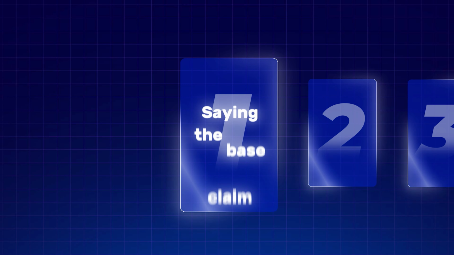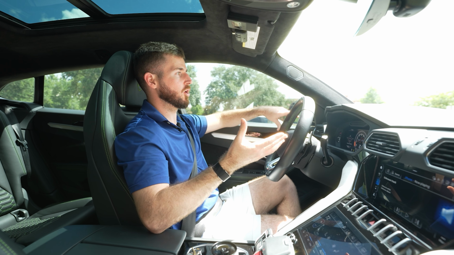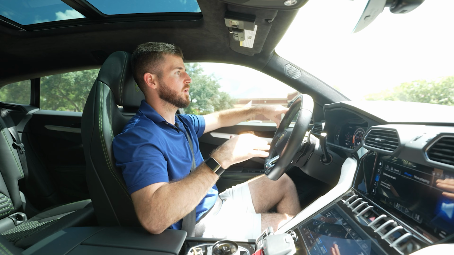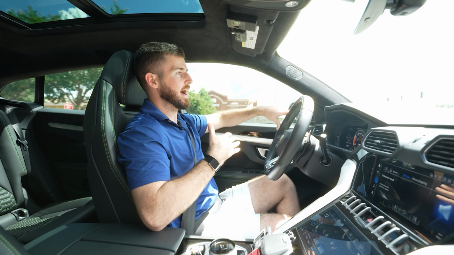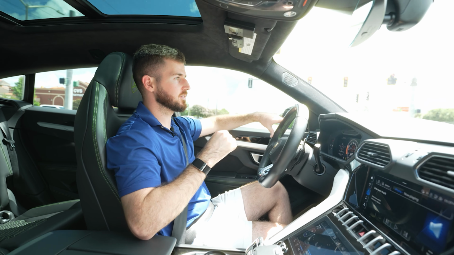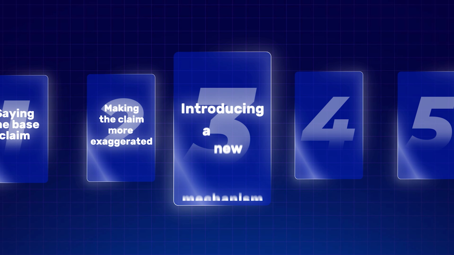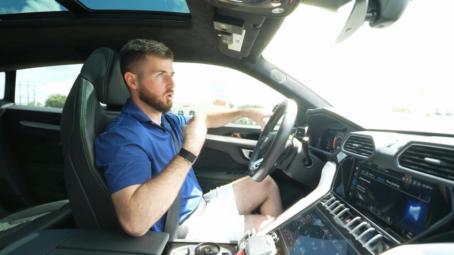Stage 1 is simply saying the base claim. This would be like if you're opening up a whole new market that no one else is advertising to. Then stage 2, you're saying a base claim, but making it more exaggerated. How to scale Facebook ads versus how to scale Facebook ads to 30K days. Then you have stage 3, which is introducing a new mechanism. This is where you're calling out a whole new way, a whole new opportunity.